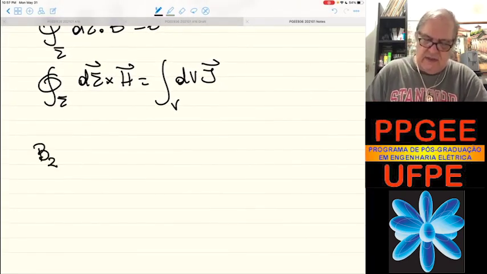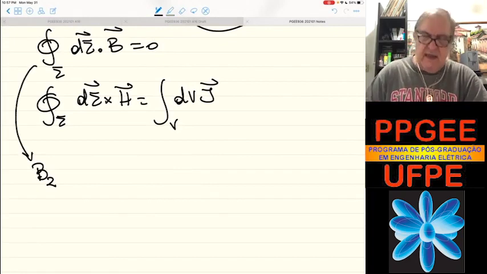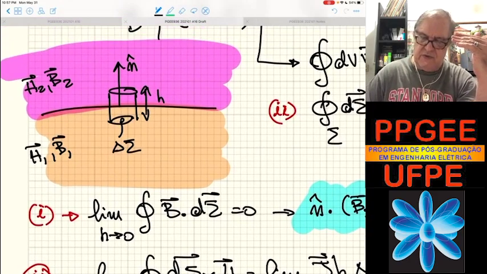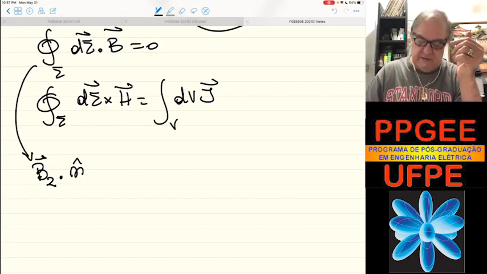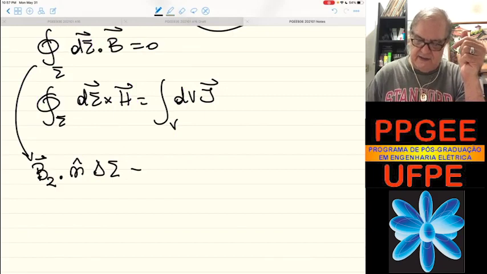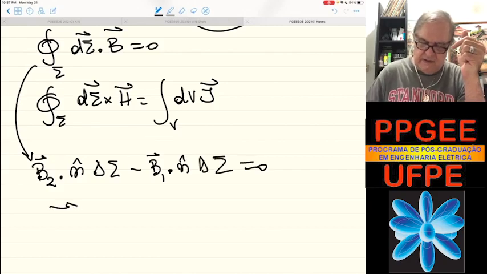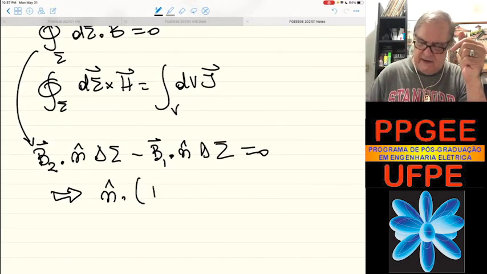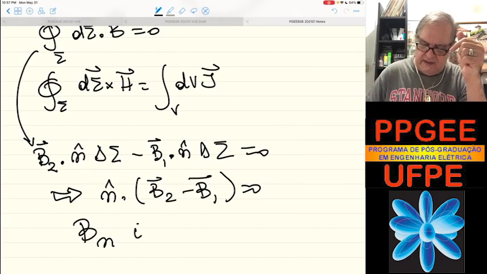So the result of this integral equals B2 on the upper part times n, which is the normal that goes from 1 to 2, times the area. That's the flux, because the area is differential. Minus, because here the normal is downwards, so it's minus B1 n delta sigma, equals 0. Conclusion: you have n scalar product B2 minus B1 equals 0, or B normal is continuous.